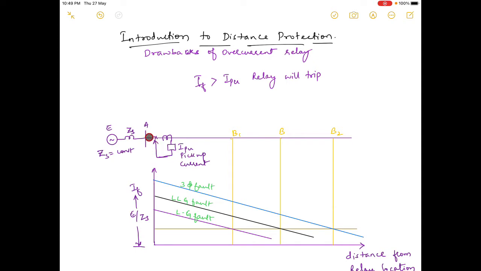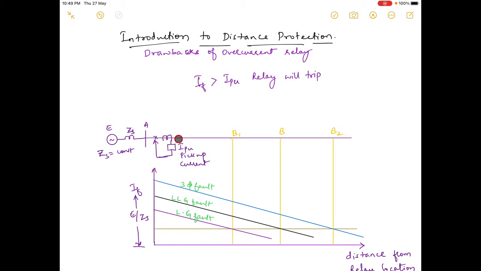Since it is near this location, we have taken a line below that. So what will be the IF? Because it is at the bus, IF is equal to E by ZS. Since a three phase fault is a severe fault, it will have high current. So current will be high here, near the generator. That is the fault current.